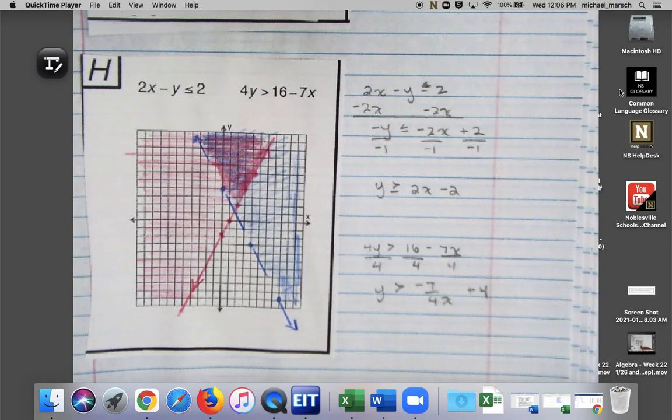This is your y-intercept actually. And your slope is -7/4, so what you're going to do is start at 4 and then you go down 7, back 4, down 7, back 4. Okay. You want to do one? No. Okay.